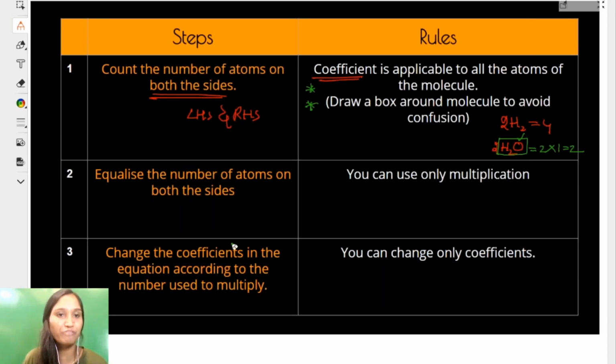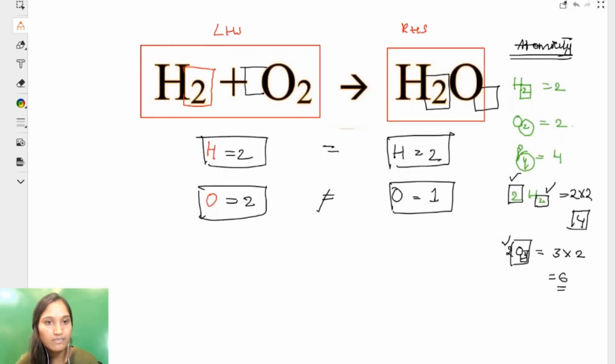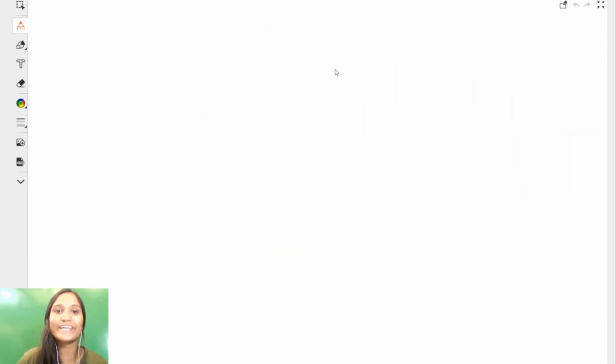Yes, that is about the first step. Are we clear about step 1? Should we get ahead? Yes? Right, that's great. Now let's go to the second step.